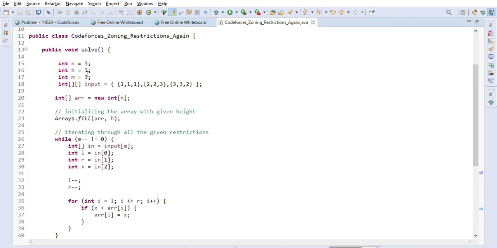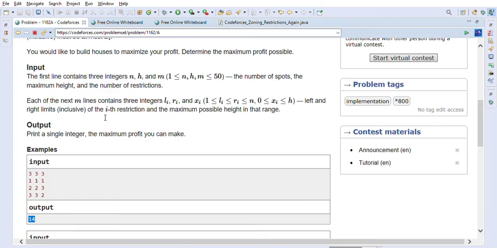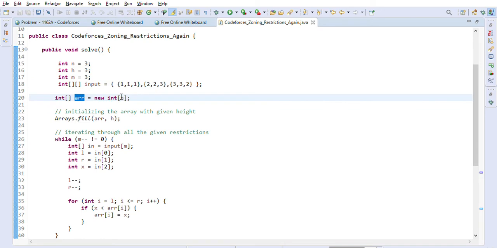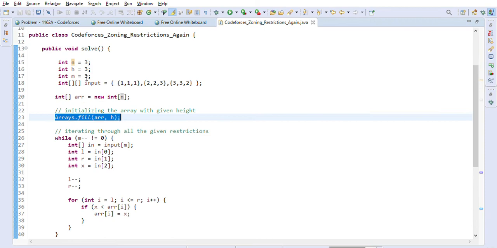As you can see here, 3 3 3 are N, H and M given, and the input array is given to us, right? You can see these are all the zoning restrictions: 1 1 1, 2 2 3 and 3 3 2. So we have taken the same thing here. We will create one array of N elements, because we are given N spots, and we have to build houses on those N spots. First we will initialize it with the given height, which is the maximum height, 3. So we are just using the Arrays.fill method. It will fill the array with that given height, 3.